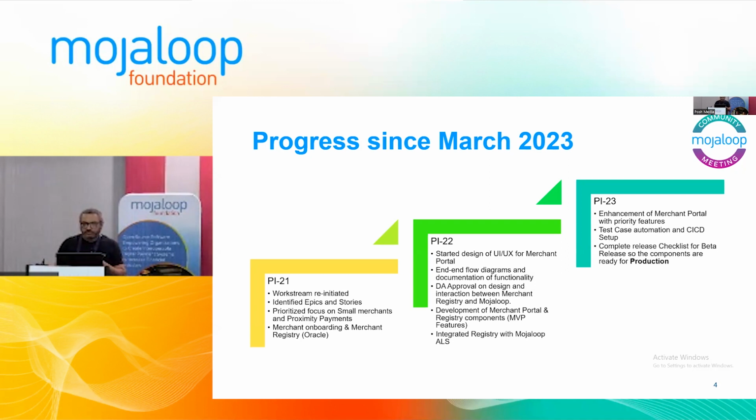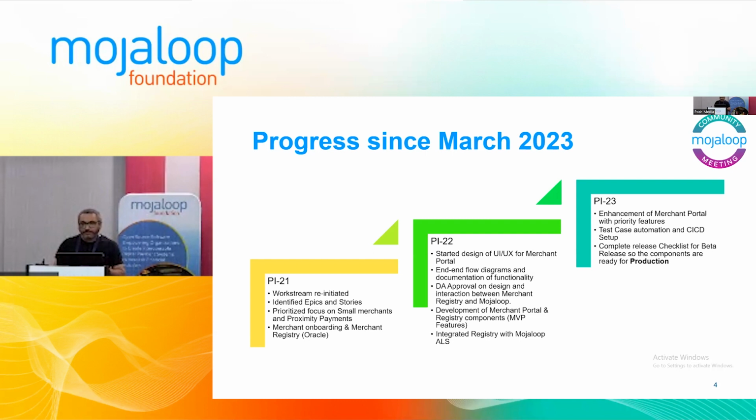So one of the focus of this work stream also has been that we have been doing documentation side by side of all the work which we do, so that if new members join in this work stream, they can also contribute effectively. We did a design authority approval on the interaction between this component and the Mojaloop, which is fairly standard integration between the address lookup service and a merchant registry, which acts as an oracle. And the priority features are developed, which I'm going to show you now.